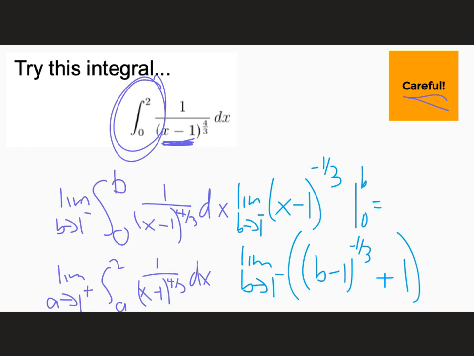Now, as I approach 1 from the left, if I think of the graph of b minus 1 to the 1/3, it's going to be a kind of rational function idea. So you're going to have an asymptote. It's going to look something like this. So that piece is going to go to negative infinity. So overall, my argument is that this integral is going to diverge, because I have one piece that will diverge, so my overall claim is that the whole thing will diverge.